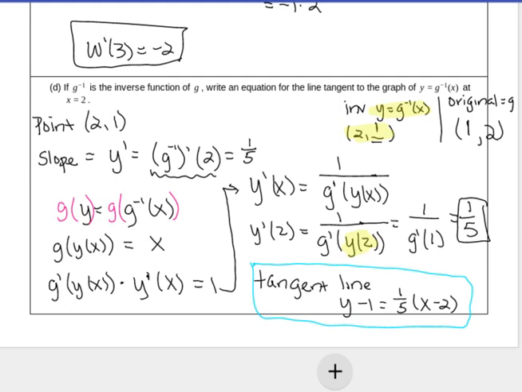I know that that gets a little confusing, especially with the notation and stuff. So if you have any questions, please make sure you reach out to your calculus teacher. This question was worth 3 points. So it was a point for figuring out what the point was that you needed to write your equation for. 1 point for your slope there, and then 1 point for your actual tangent line.